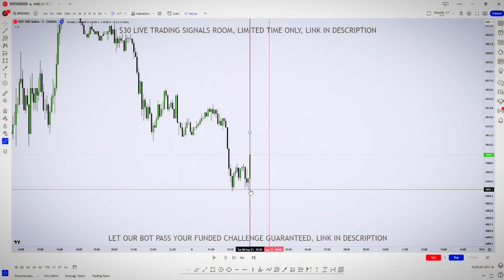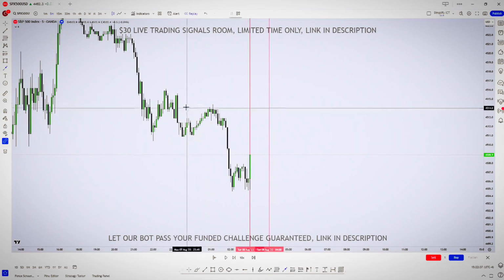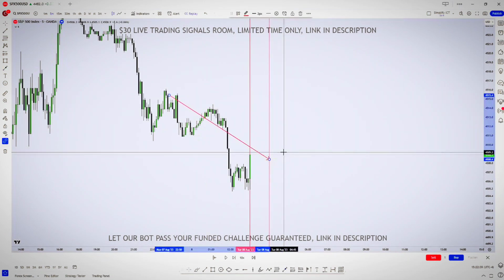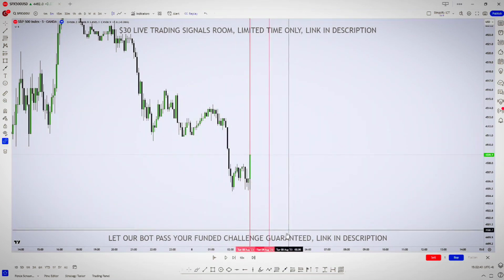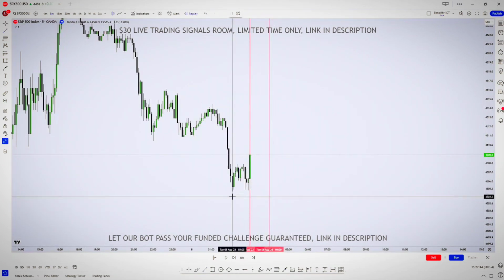So again, we're at London session 3 AM right now, and quite clearly you can see that institutional order flow is bearish. Bearish order flow is being respected to the downside, right? So price is overall moving down, but price has made equal lows right here.